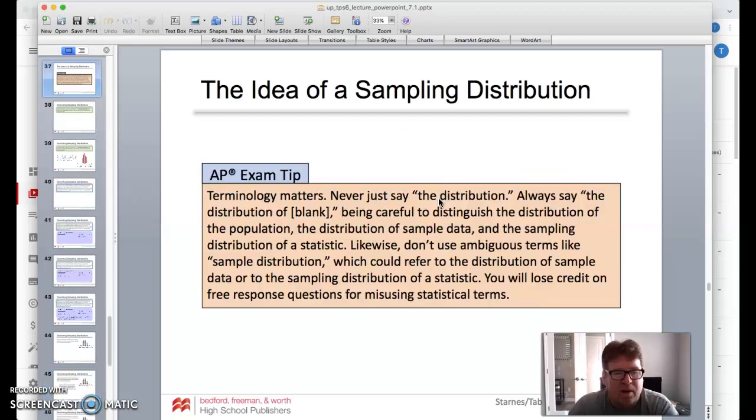So just one more tip from our friends at the AP. Terminology does matter. Never just say "the distribution." Always say "the distribution of" something, being careful to distinguish the distribution of the population, the distribution of sample data, and the sampling distribution of a statistic. Likewise, don't use ambiguous terms like "sample distribution," which could refer to the distribution of the sample data or to the sampling distribution of a statistic. You'll lose credit on free response questions, so make sure we're solid on our vocab.